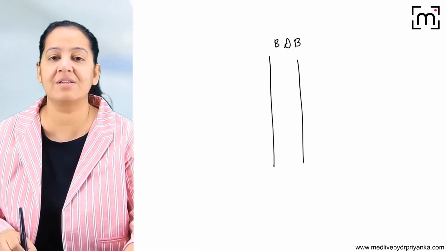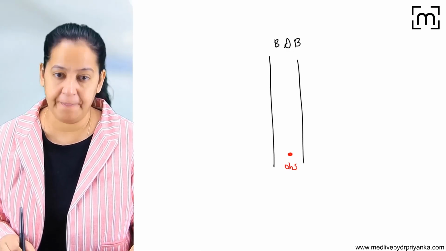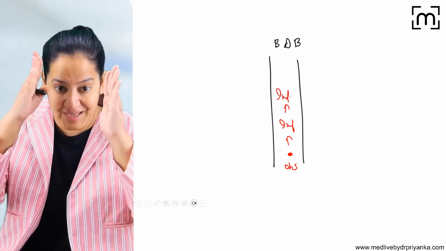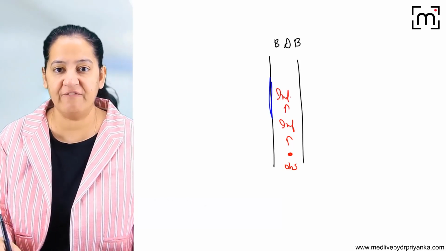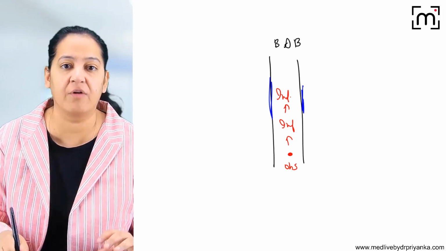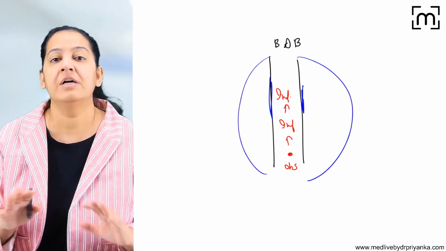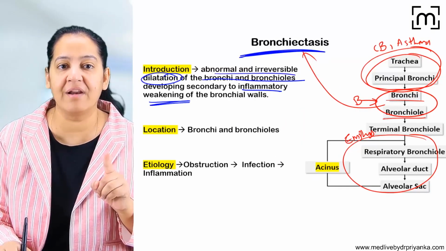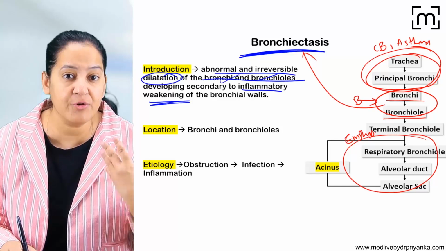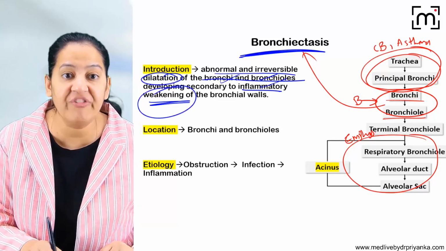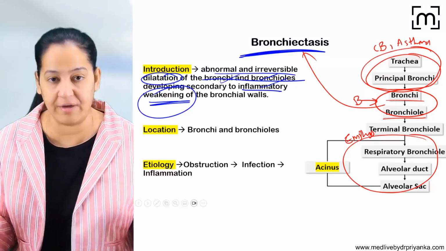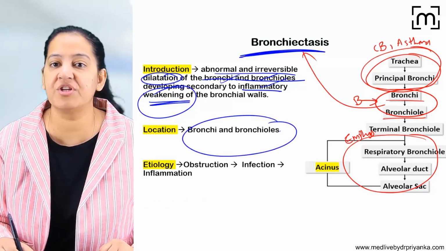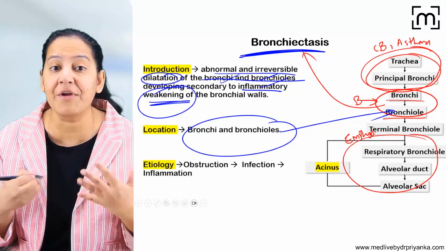Now the story starts with the obstruction. Obstruction leads to infection, and infection leads to inflammation in the wall. Because of the inflammation, the wall gets weakened, and because of the weakening, it gets dilated. So the dilatation of the bronchi and bronchiole is known as bronchiectasis. It is the abnormal and irreversible dilatation of bronchi and bronchiole secondary to inflammation of the wall. Inflammation leads to weakness of the wall, and they get dilated. The level of obstruction is bronchi and bronchiole, as I told you. That's why it is known as bronchiectasis.